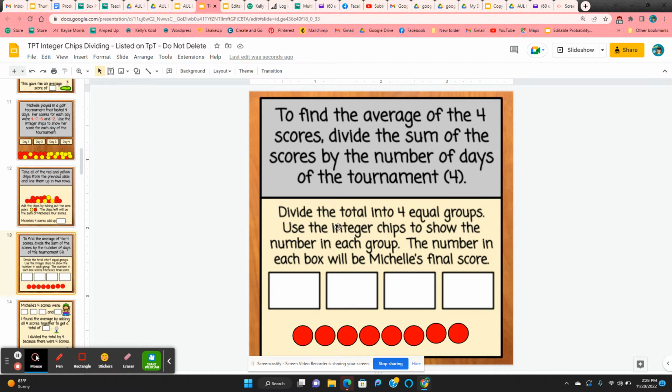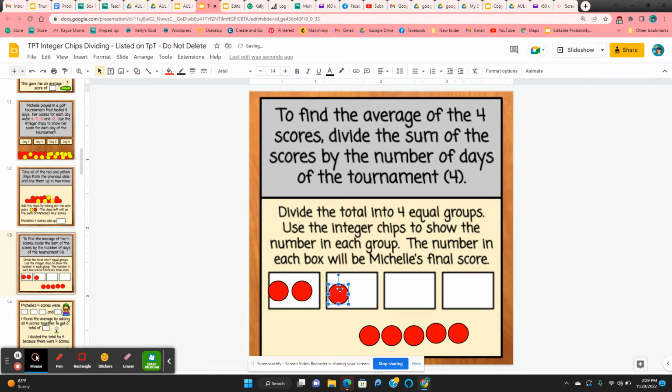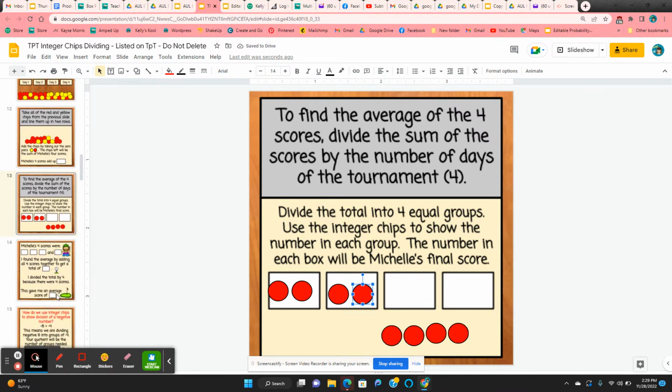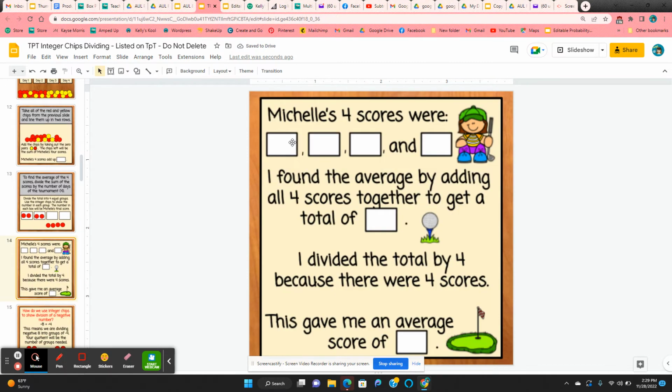They're going to take that total and divide it by 4 because there were 4 days. That would mean there are going to be 2 red in every box. So her average score was also negative 2. To recap, they're going to type in the 4 scores, one for each day, what the total was, and then when they divide it by 4, what was her average score.